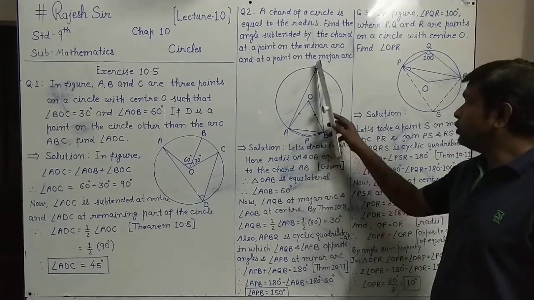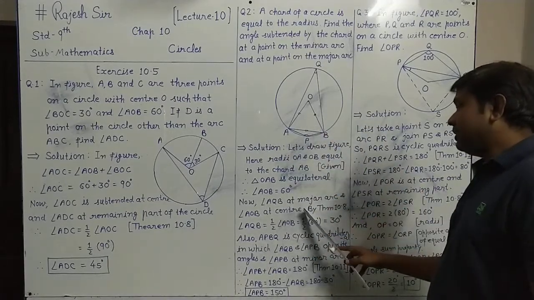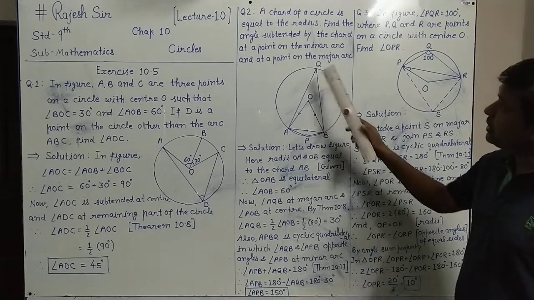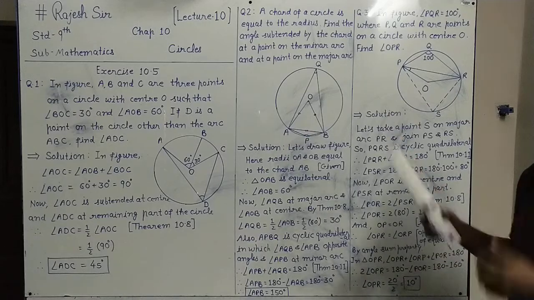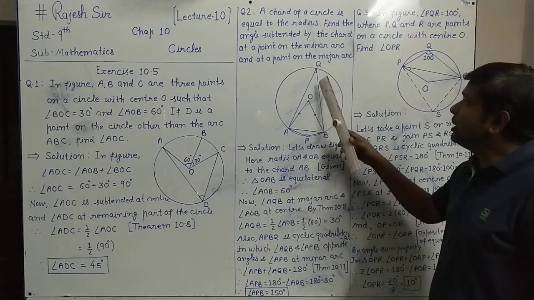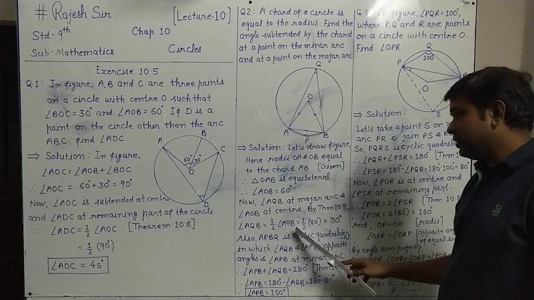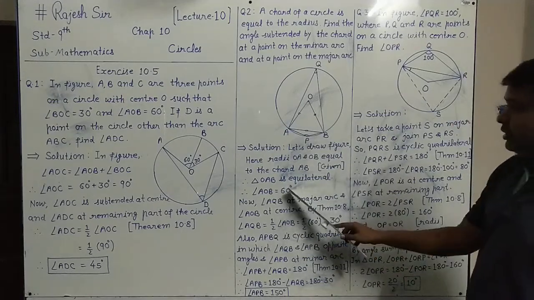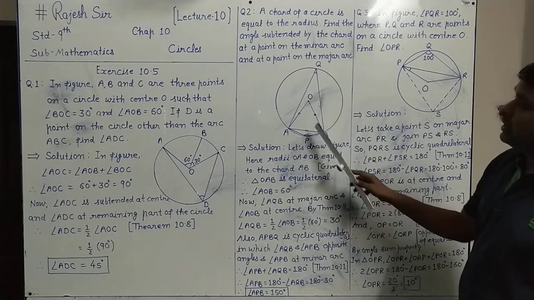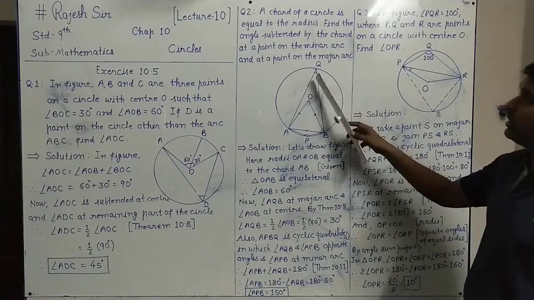Now angle AQB at the major arc and angle AOB at the center. By theorem 10.8 again, the center angle is double the remaining part angle, and conversely the remaining part angle is half of the center angle. So angle AQB is half of the center angle AOB. Half of angle AOB, which is 60 degrees, is 30. So angle AQB at the major arc is 30 degrees.